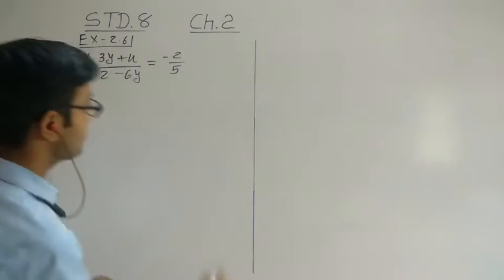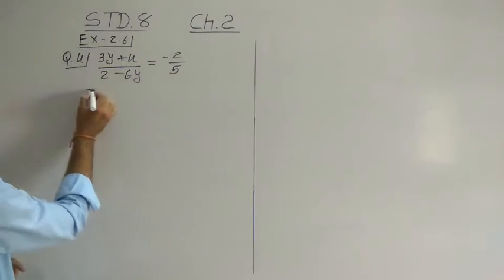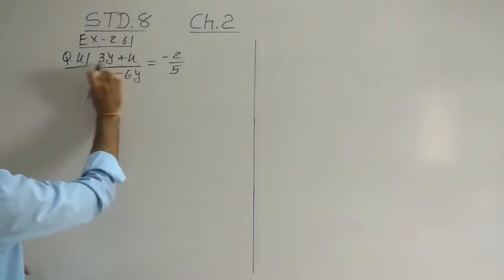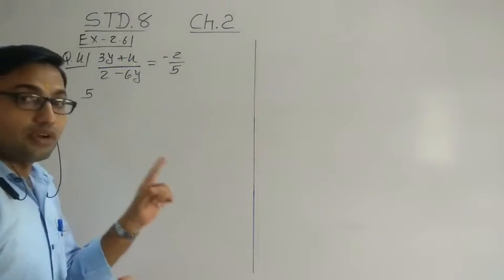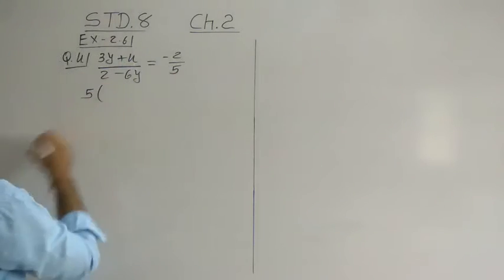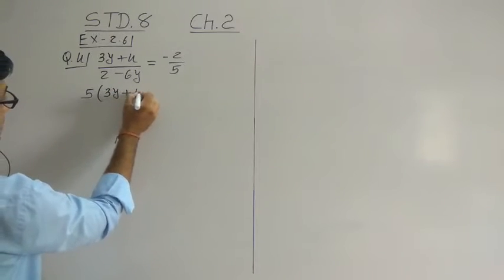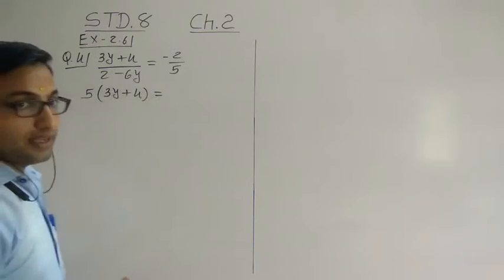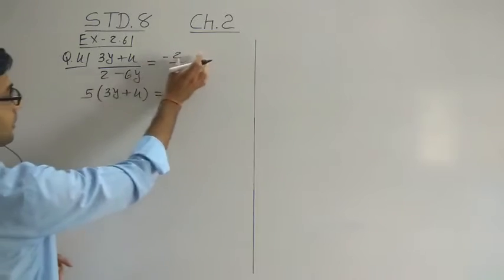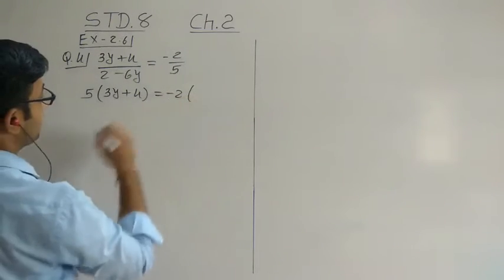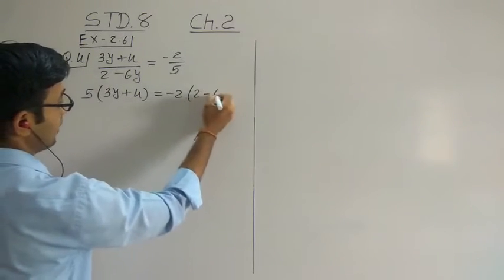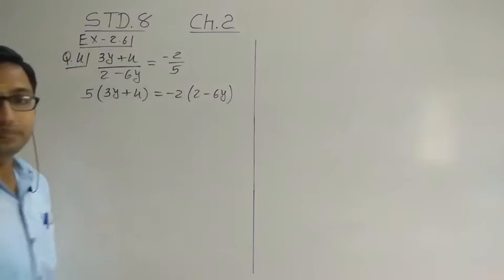So how will things work? See, 5 we have to take here, but it will multiply both 3y and 4, so here we have to take a bracket. We put it down like this: 5(3y + 4). In the same way, these two terms will multiply with -2, so here also we put the bracket like this: -2(2 - 6y).